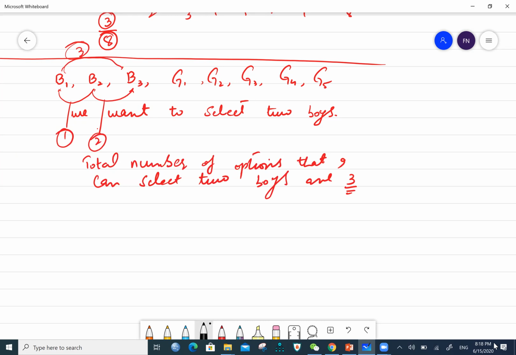So now here is the difference. Here is the twist once again. Now, how many options do I have to select 2 students? I'm not talking about boys now. Now I am talking about how many options are there that I can select 2 students. Let's see.